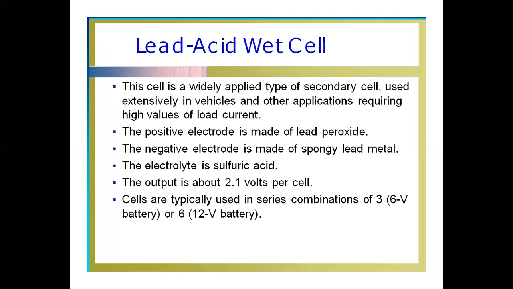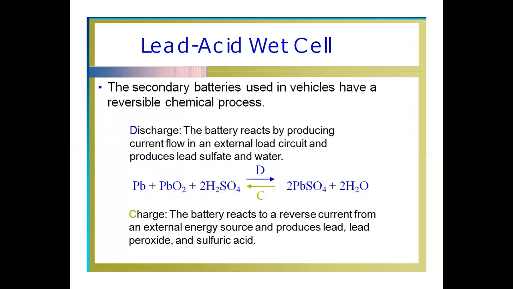Cells are typically used in series combinations of 3 cells for a 6-volt battery or 6 cells for a 12-volt battery. That depends on how many volts the battery is. Depending on that, the number of cells either increases or decreases, and they are in series. Also, as the requirement for current capacity, they can be taken in parallel combinations to increase the current capacity, the load bearing capacity.